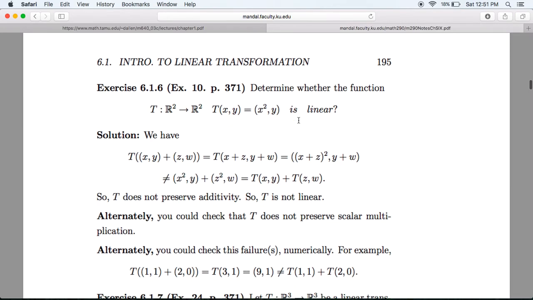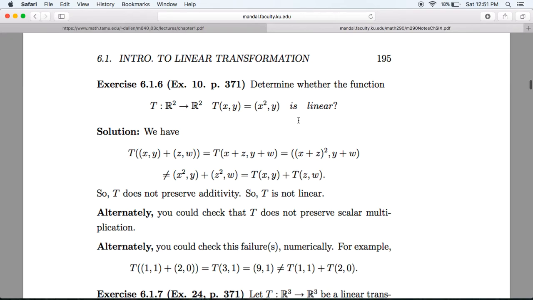Another exercise is whether the transformation given in this way is a linear transformation or not. T of (x, y) is x squared y, where T maps from R2 to R2.